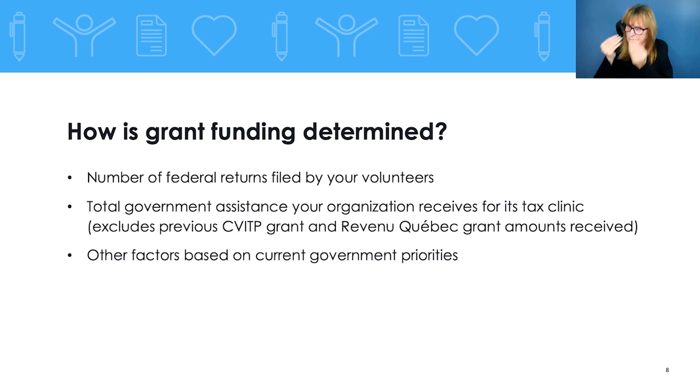You do not need to include the CVITP grant your organization has received previously from the CRA or the Provincial Revenue Quebec grant. Finally, we consider other factors based on government priorities. For example, conditional amounts are being provided this year for operating within a Northern Prescribed Zone, within a rural and remote area, and serving Indigenous communities.